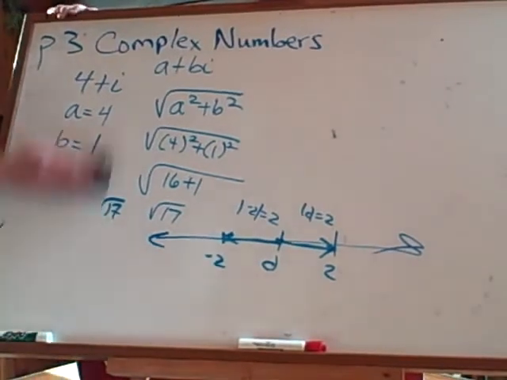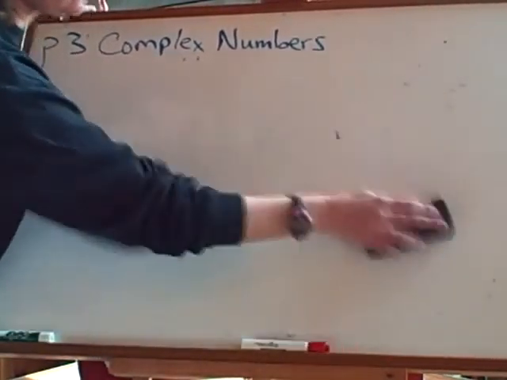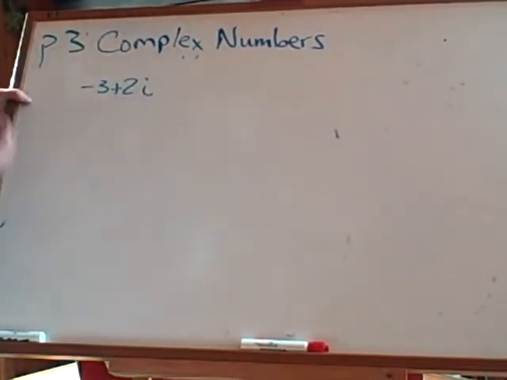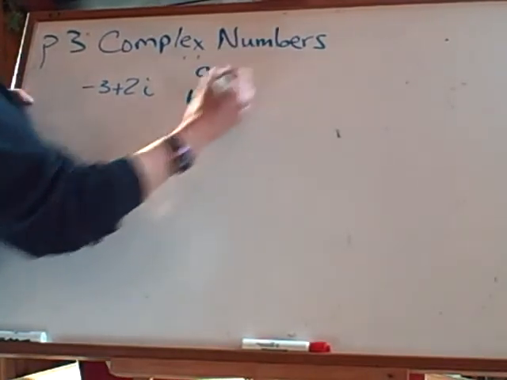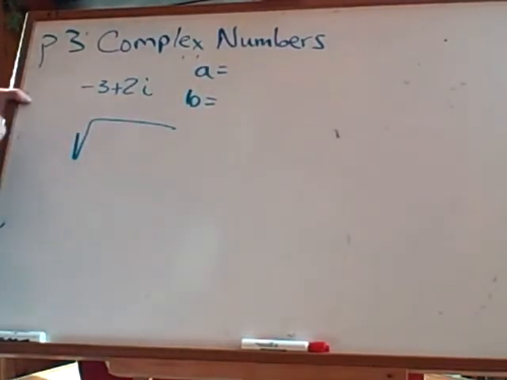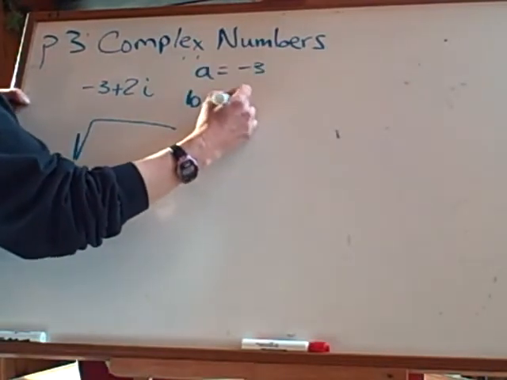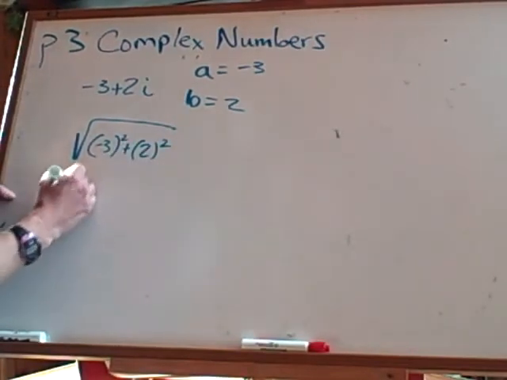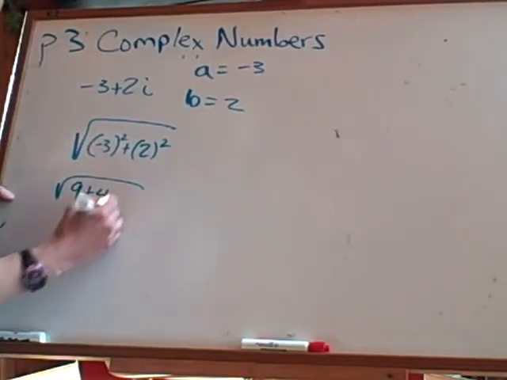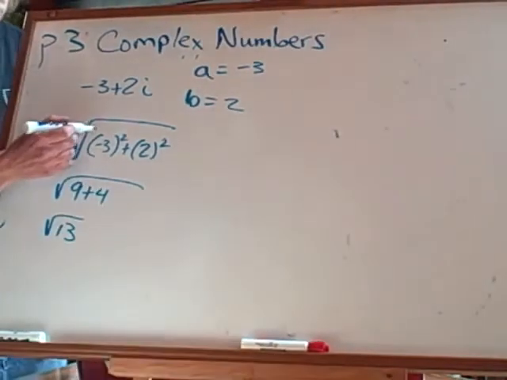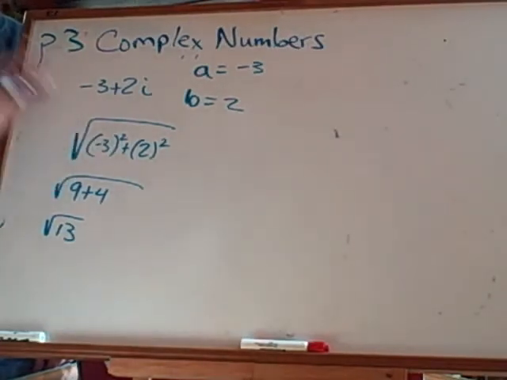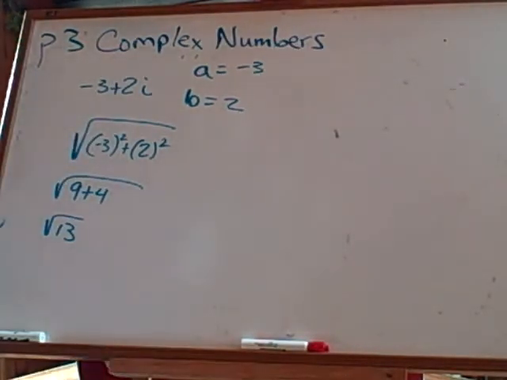Can I erase all this? Negative 3 plus 2i. Again, we want to find out what a is and what b is, and then do our square root business. What's a? Negative 3. What's b? 2. Okay, so we're just going to plug them in. Negative 3 quantity squared plus 2 quantity squared. What does that become? 9 plus 4? Square root of 13. Make sure that you put the parentheses around there, because if you had made it negative 3 squared, it would look like negative 9. And that's all bad. So on this one, your absolute value is going to be the square root of 13.